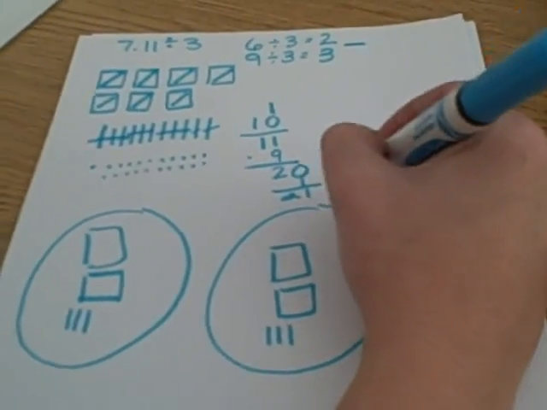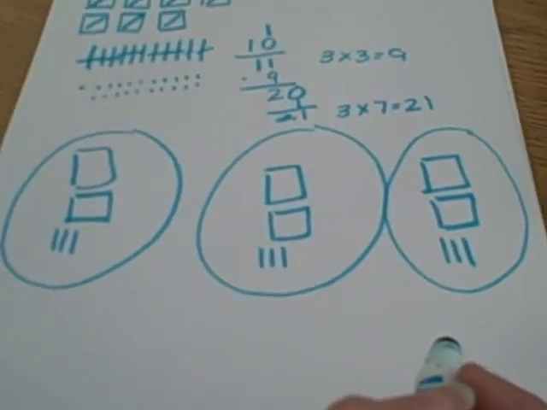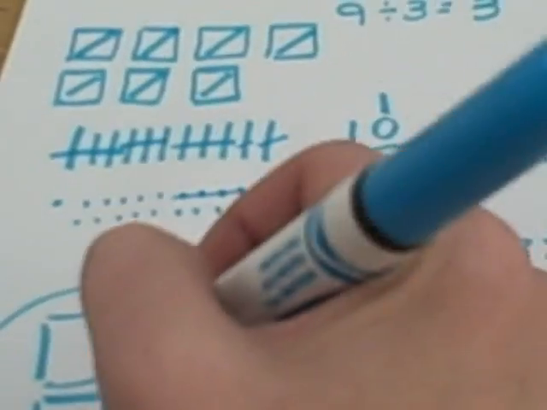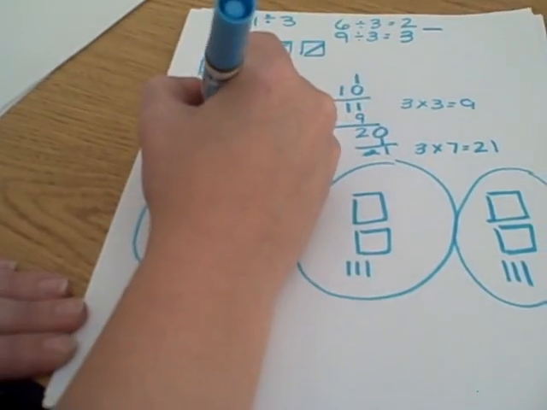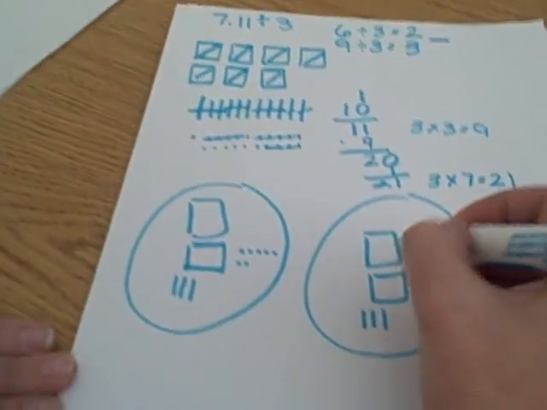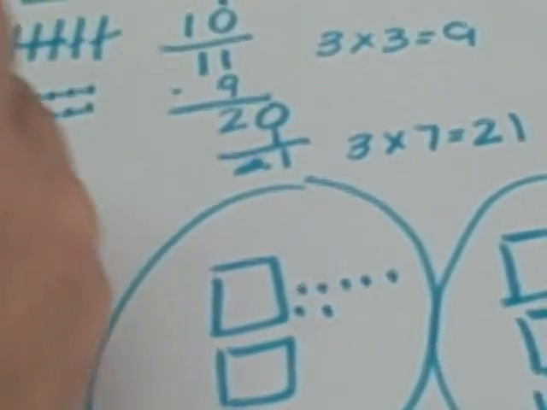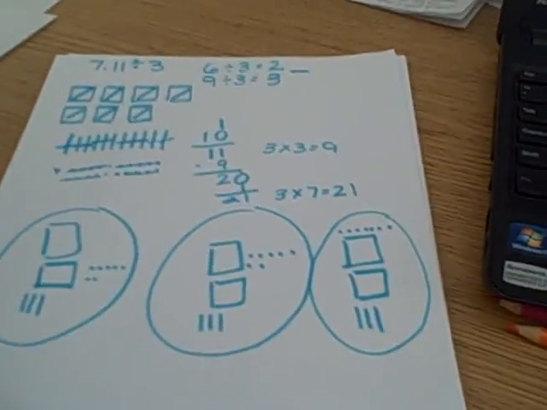I know that 3 times 7 gives me exactly 21. So I'm going to put 7 in each group. I'm going to cross off 1, 2, 3, 4, 5, 6, 7 for the first group, and again for the second group, and again for the third. So I have all of my parts crossed off. I've used up all of them, so I have nothing left over.